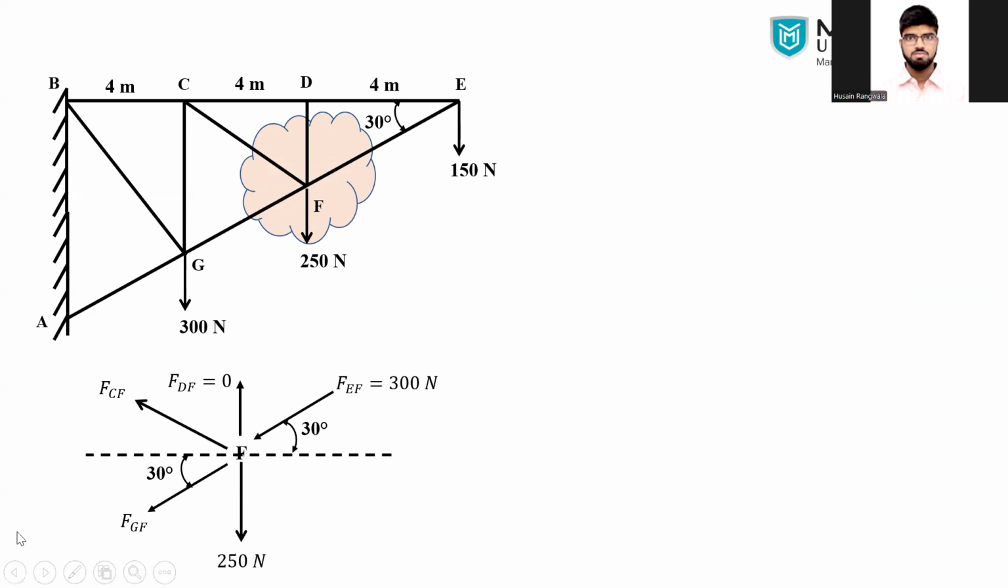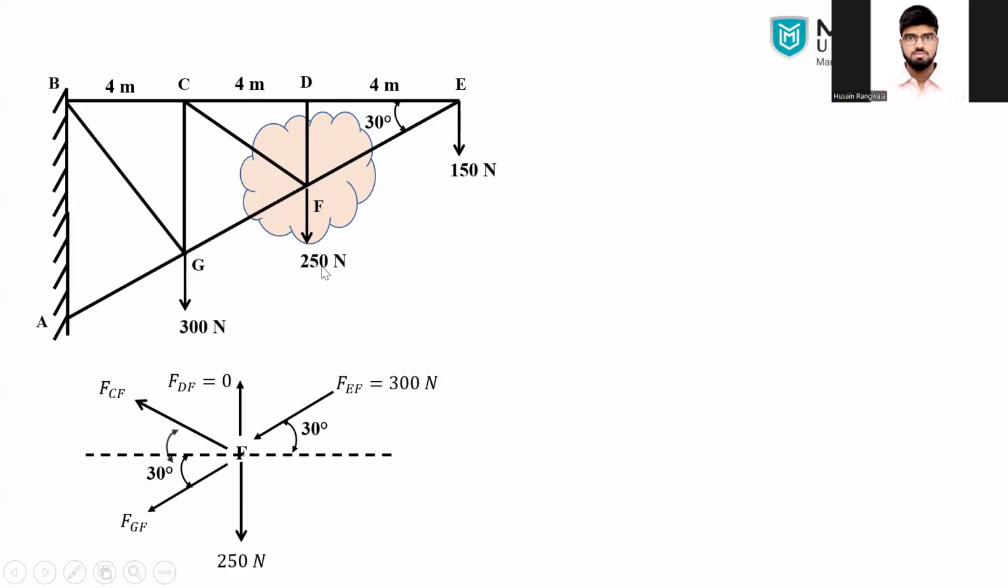There are multiple ways. First way I can show you: consider this triangle, which I am highlighting like this, C, F, and E. Here both are 4 meters. This is a central leg. So if this is 30 degrees, then this one will also be 30 degrees, right? So this is one way, and that force will also be acting at 30 degrees. We will see another way for the calculation.